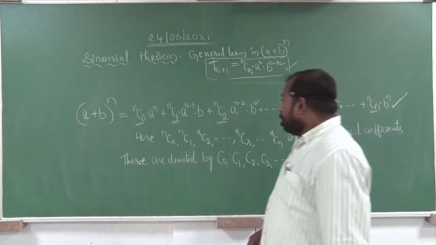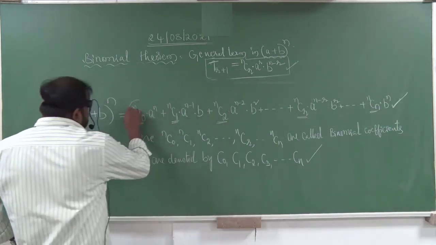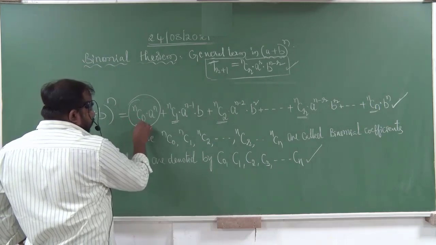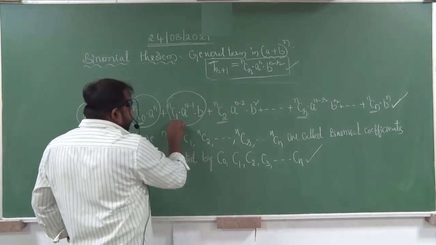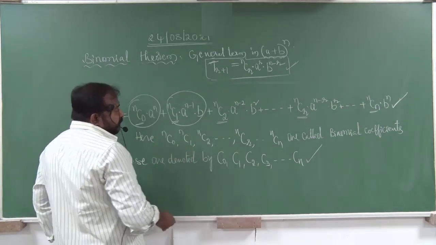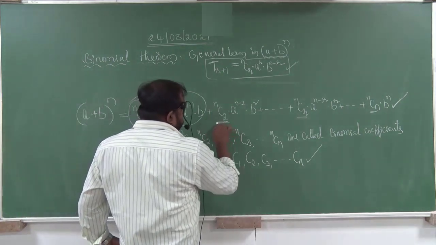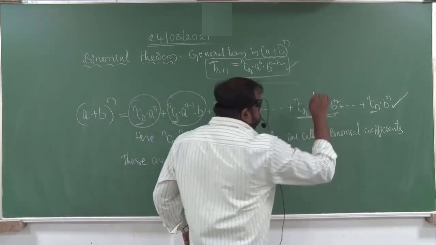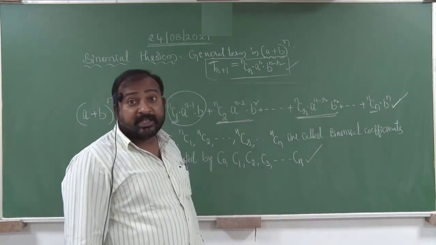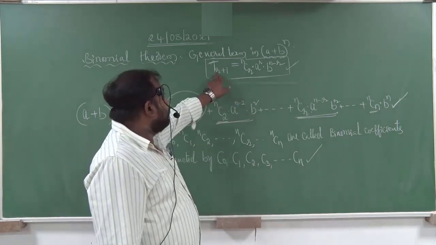Now if you observe here, what is this term number? nC0 is the first term. What is this term number? nC1 is the second term. nC2 is there; what is the term number? Third term. Then nCr is there; what is this term number? The (r+1)th term. This is the value.